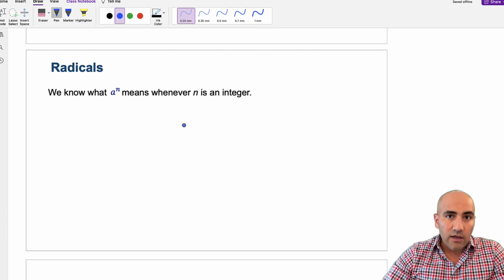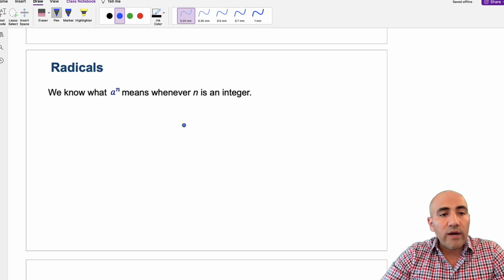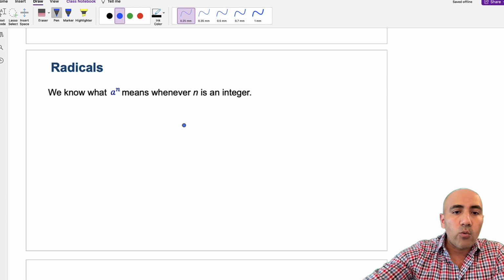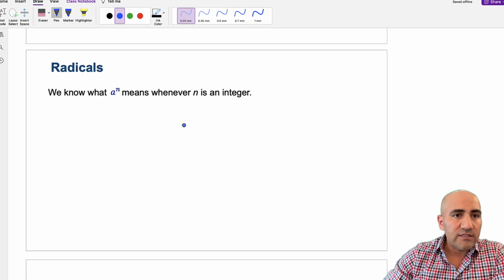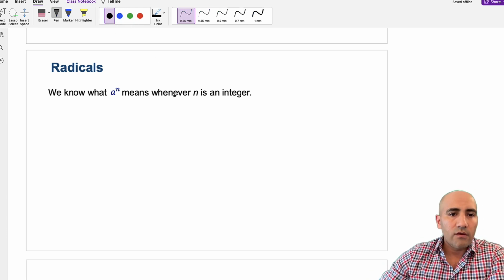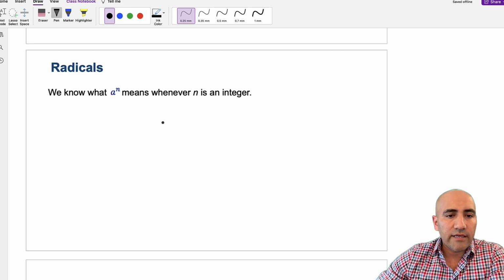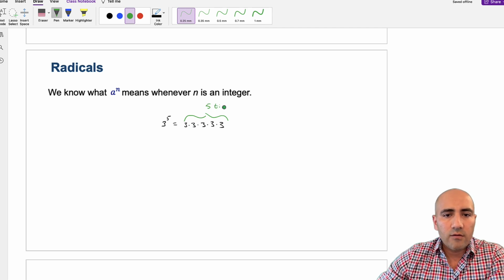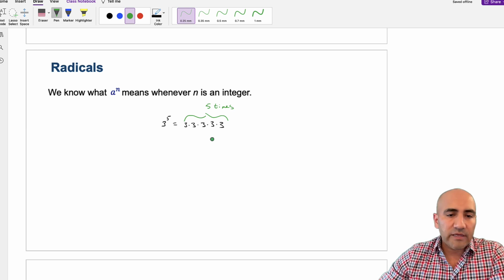So radicals. By now, I hope we know what a to the n means whenever n is an integer. So for instance, if we had, say, 3 to the power of 5, this means 3 times 3 times 3 times 3 times 3, 5 times. 1, 2, 3, 4, 5 times. It's a shortcut of multiplication.